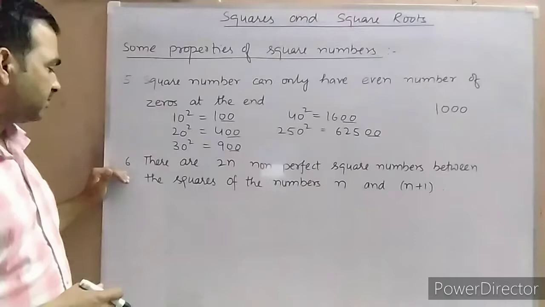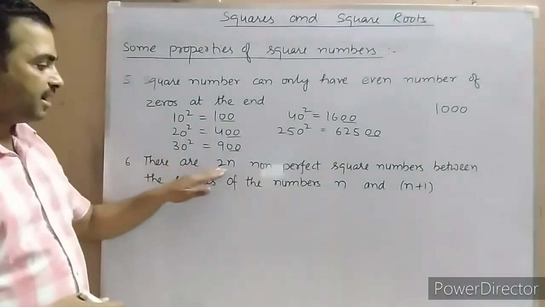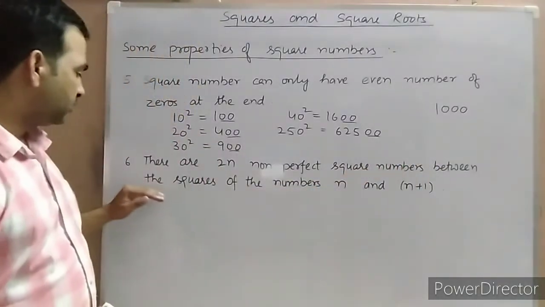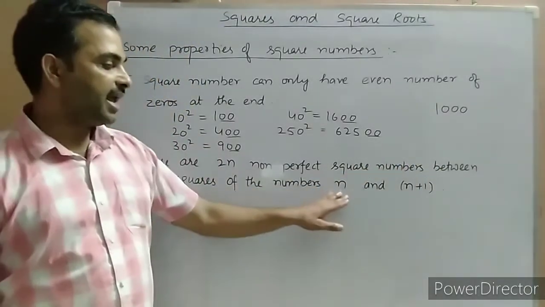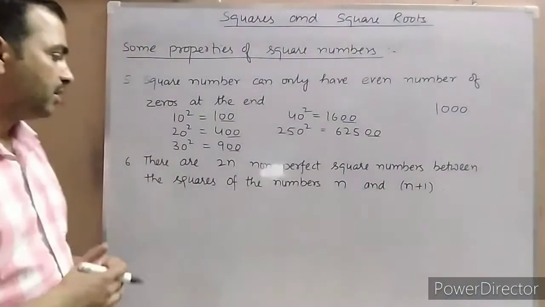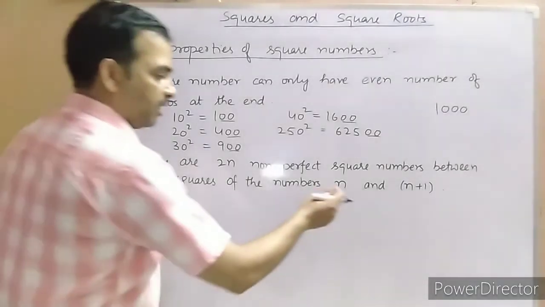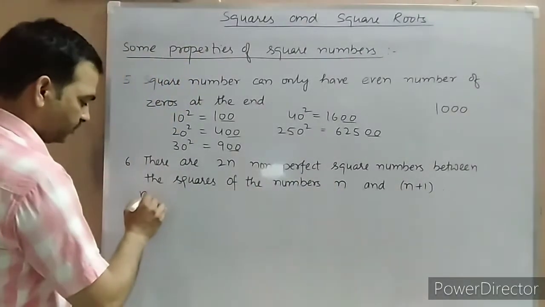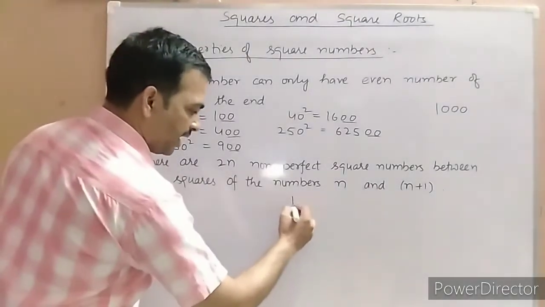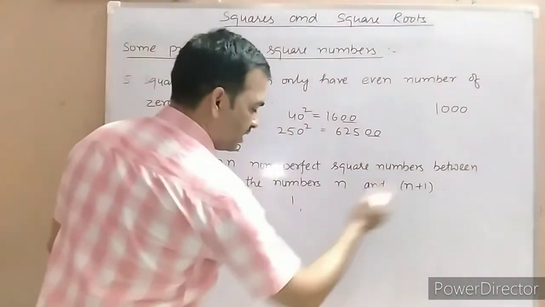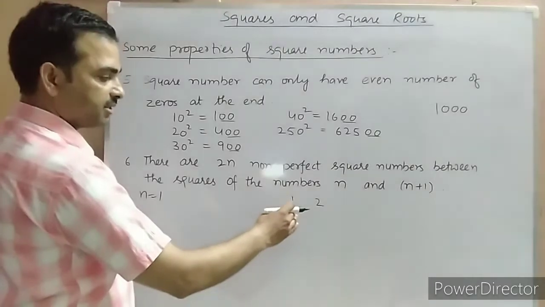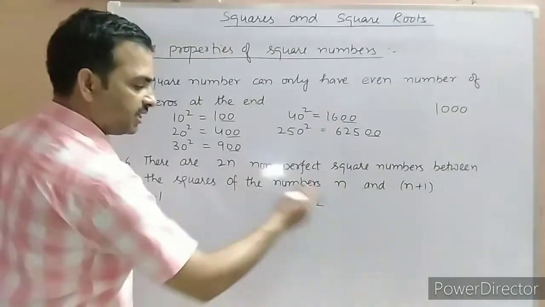Next, property number 6, a very important property. There are 2n non-perfect square numbers between the squares of the numbers n and n plus 1. What is the meaning of this property? Let's understand. If I take n equal to 1, we have two numbers here, 1 and 1 plus 1, which is 2. So how many non-perfect square numbers are there between the squares of these numbers?